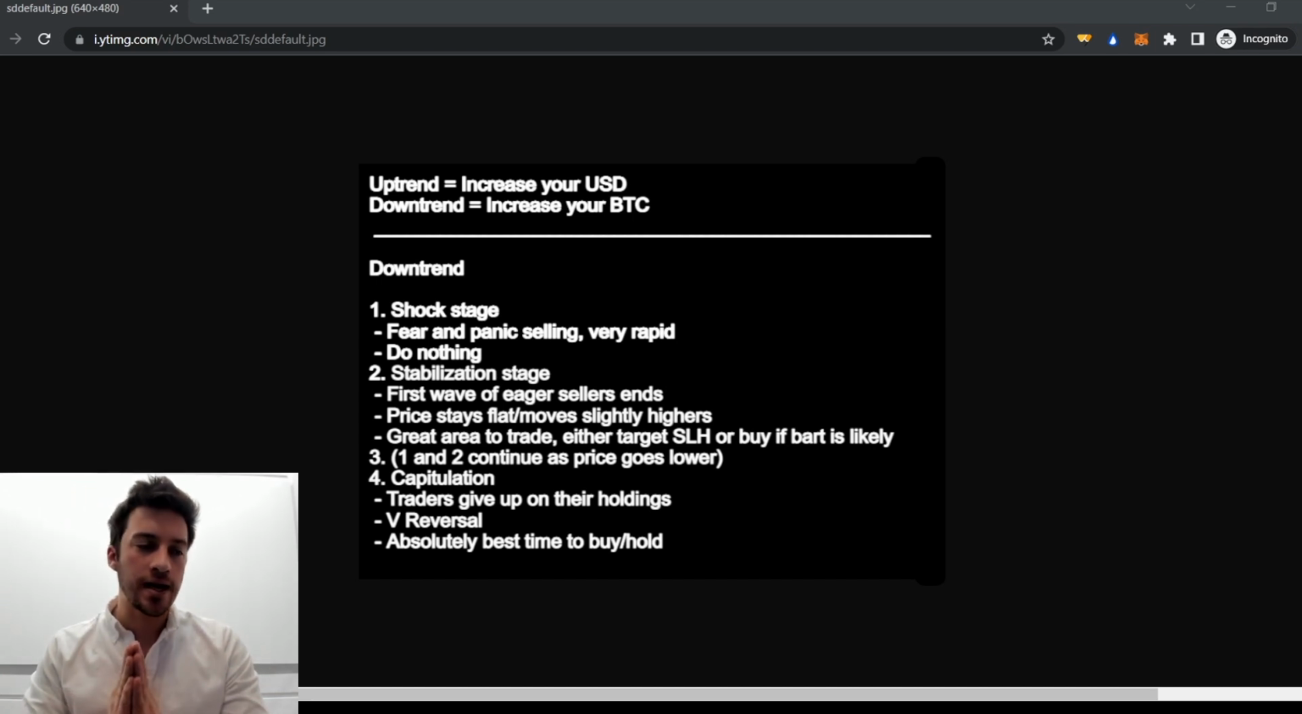First of all, in an uptrend in my investment account that I hold BTC, my goal is to make USD. My goal is to increase my USD, typically, well, almost always in an uptrend, that is the goal. So I basically look to buy at points of high probability that price will rise and sell at points where there's high probability that price will fall.